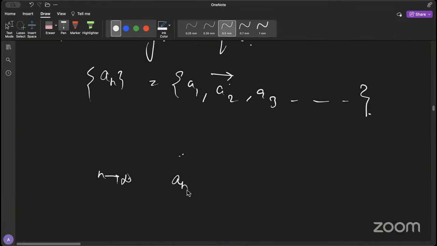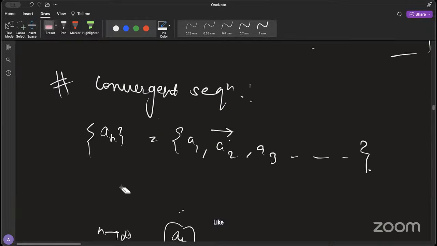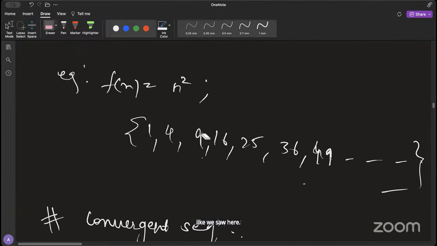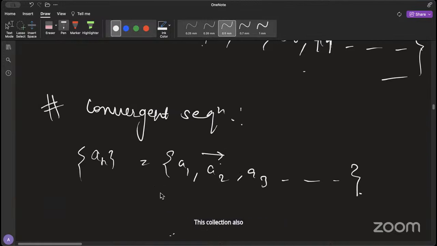where does my an go? So when n is going to infinity, this means when n keeps increasing, what happens to an? Like we saw here, when my n keeps increasing, what happens to this list? It also keeps increasing. So when n goes to infinity, this list, that is n square, is also going to infinity, right? This collection also goes to infinity.